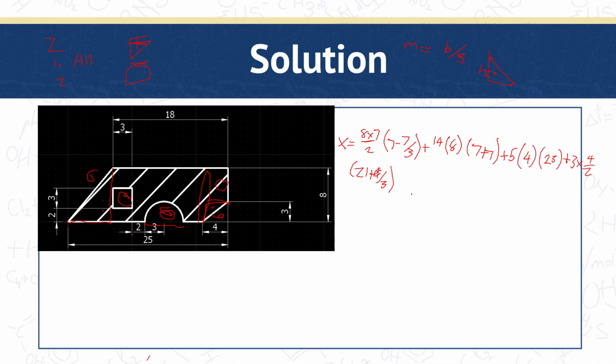And then afterwards, we still have two figures unaccounted for: this square over here with length of 3, as well as this semicircle down here with length of 3. And since they're hollow, you have to subtract them from your initial shape.